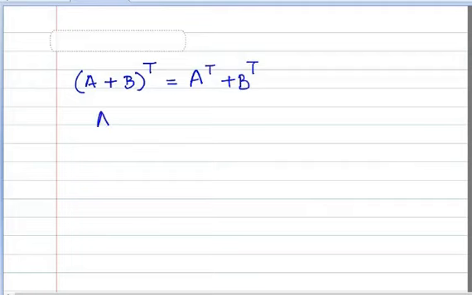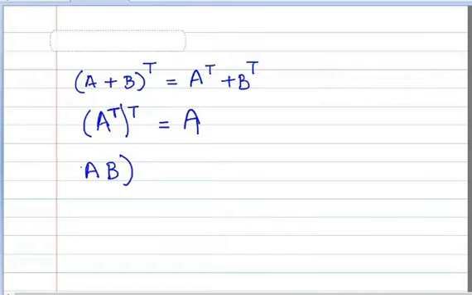There are a few properties for the transpose of a matrix. If you add two matrices A and B and find the transpose of that matrix, that will be equal to A transpose plus B transpose. If you find the transpose of a matrix and then once again find the transpose, it will be equal to the initial matrix A. If you multiply two matrices A and B and find the transpose, that will be equal to the product of the transposed matrices B and A.